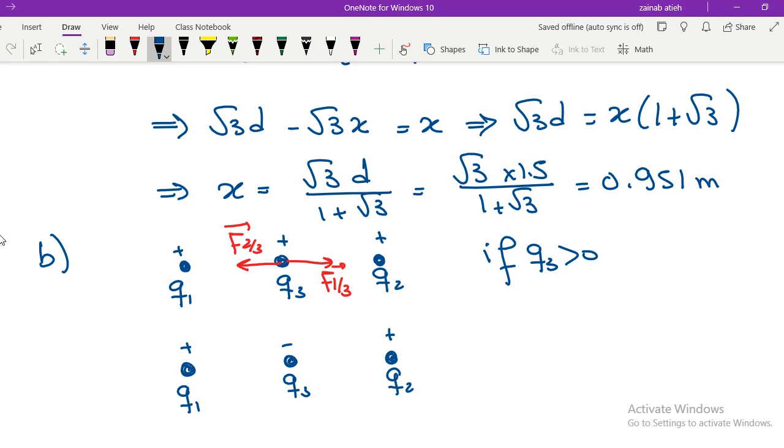I will take the second case. Assume Q3 is negative. In this case, when Q3 is negative, there's an attraction between Q1 and Q3. So if I'm going to draw the force exerted by 1 on 3, it will be an attractive force. The force exerted by 2 on 3 is also an attractive force. Now at position X, surely the forces F1 on 3 plus F2 on 3 is equal to 0. We have equilibrium, everything is good, no problem.